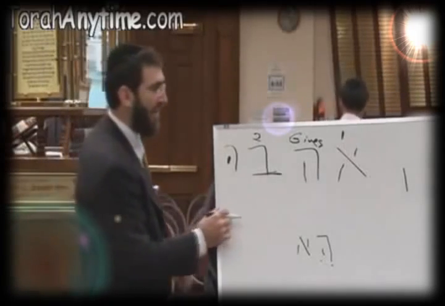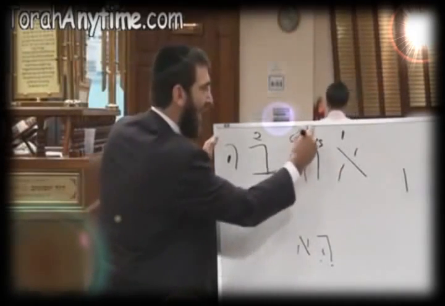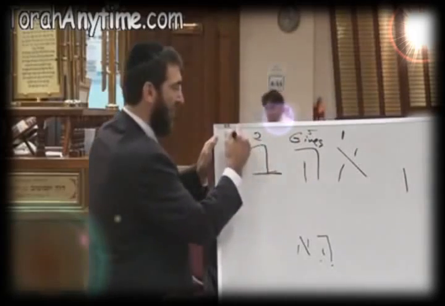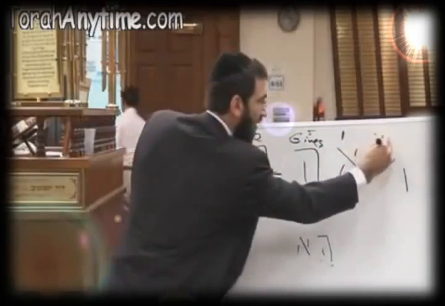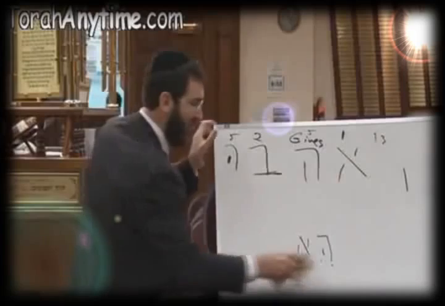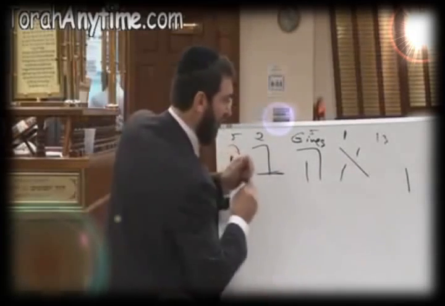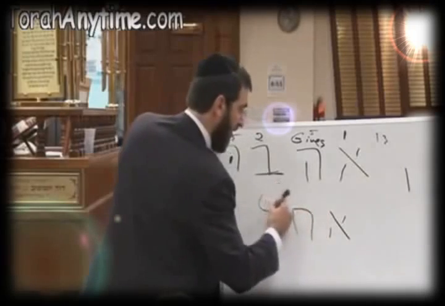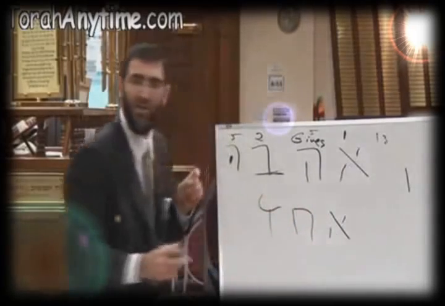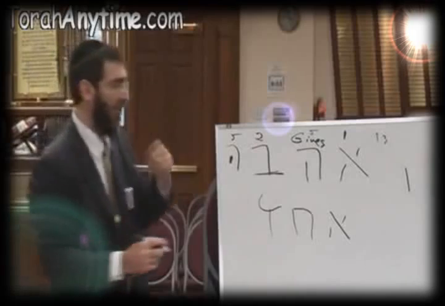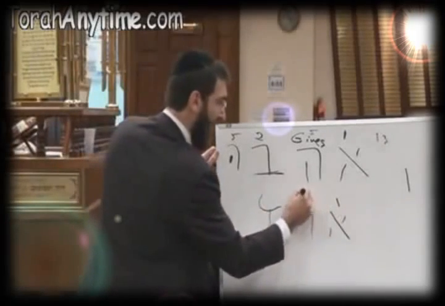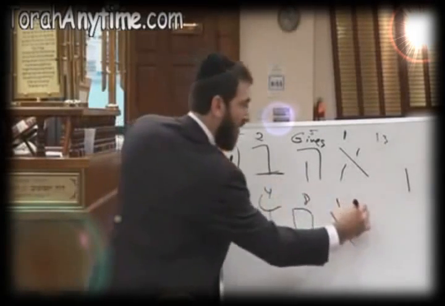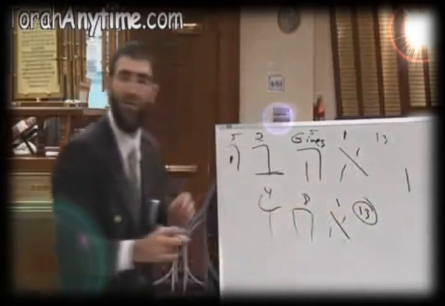If I do a little numerical analysis, what do I see? Aleph is 1, Hey is 5, Beit is 2. What do I get? 13. That's interesting because that's the same numerical value as this word, which is echad. Echad in Hebrew means Hashem echad. Hashem is 1. Aleph is 1. Chet is 8. Dal is 4. It's 13. Why? Because what's love?